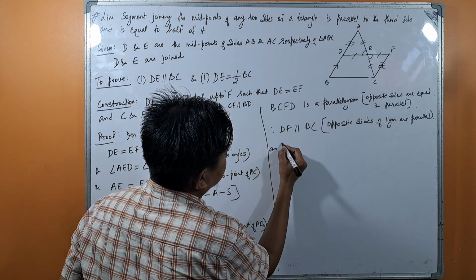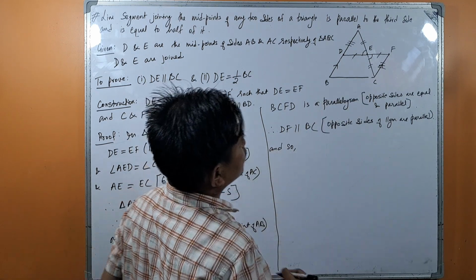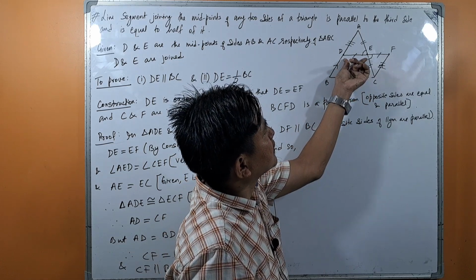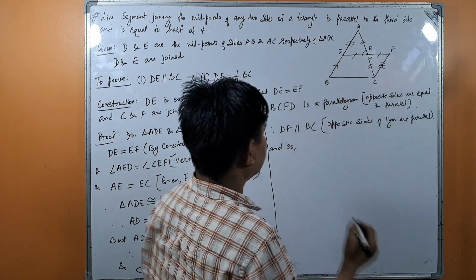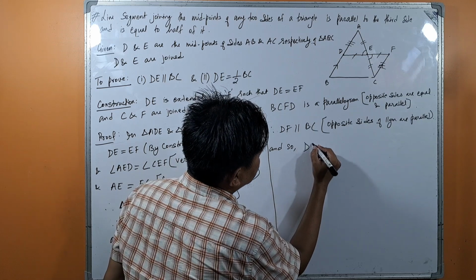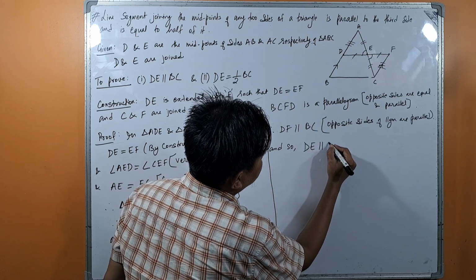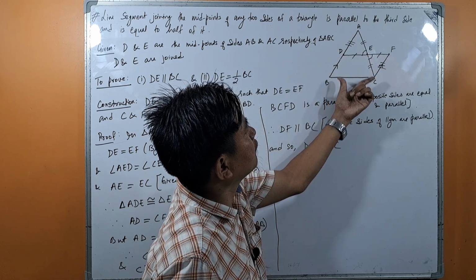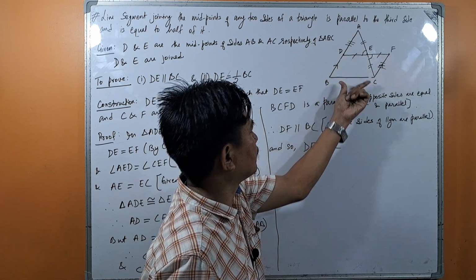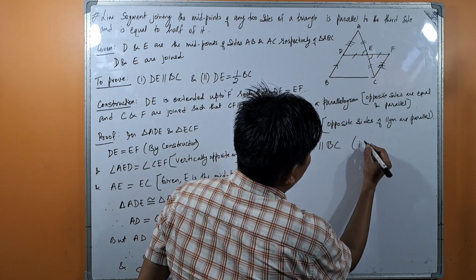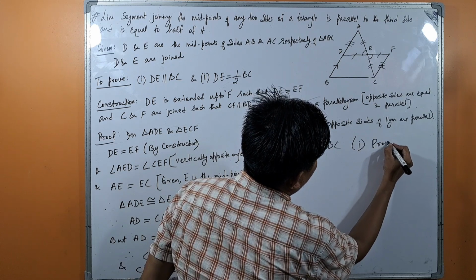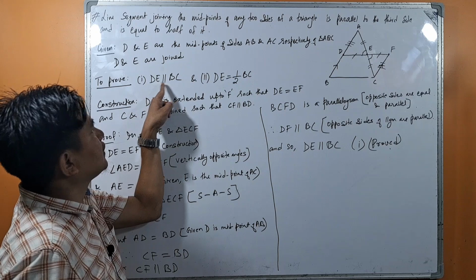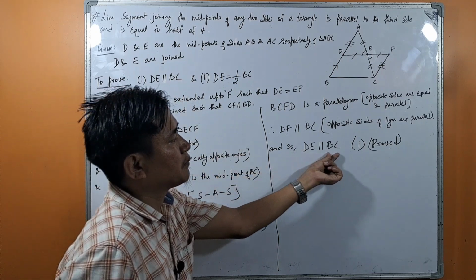And so DE is parallel to BC because DE is a part of DF, isn't it? So we can say DE parallel to BC. If DF is parallel to BC, then we can say DE is also parallel to BC. So number 1 is proved. We were asked to prove DE parallel to BC, isn't it? So DE is parallel to BC.